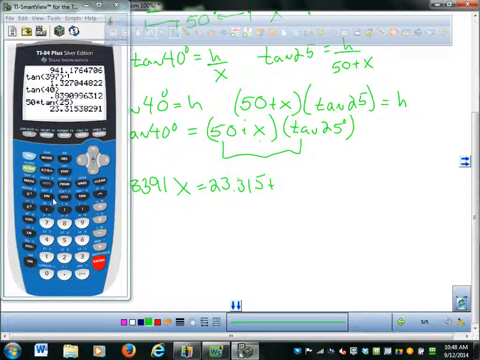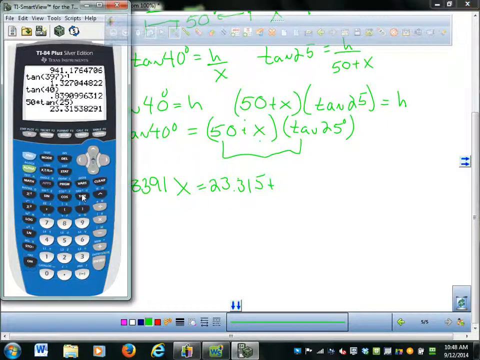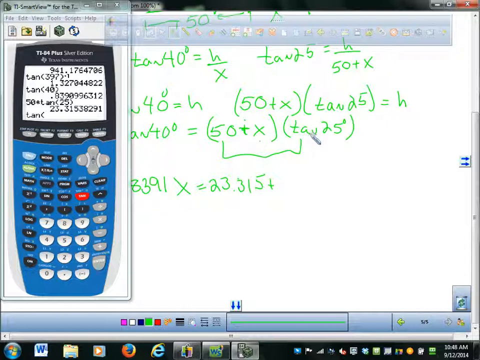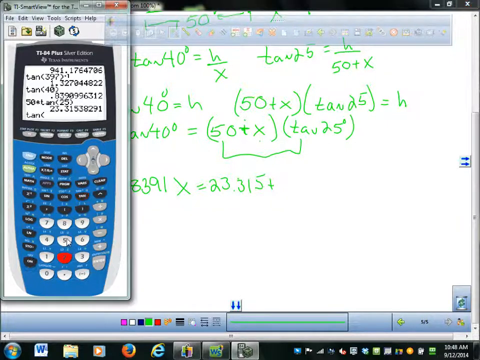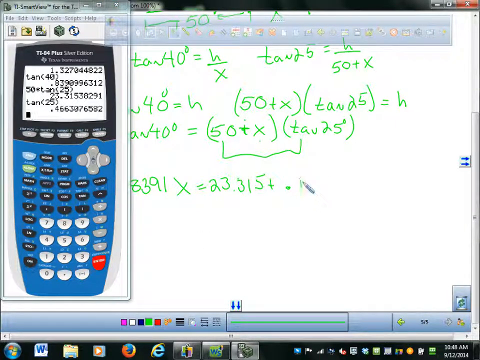But Mr. Leader? Yes? Why would we add 50 plus tan 25? Does that say plus? 50 plus. No, this is plus, because we multiplied it times 50. Oh, okay. And then I have to multiply x times tan of 25. Tan 25 equals 0.4663. So that's 0.4663x, right? Because I have to distribute.